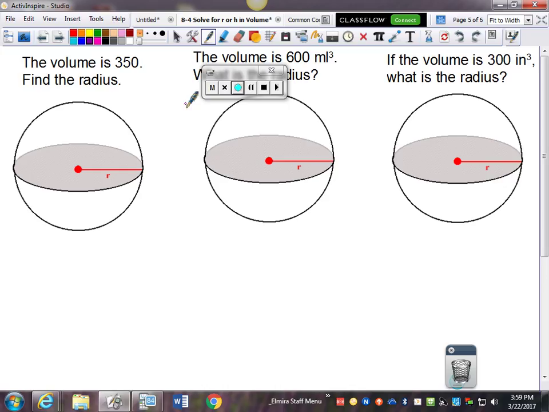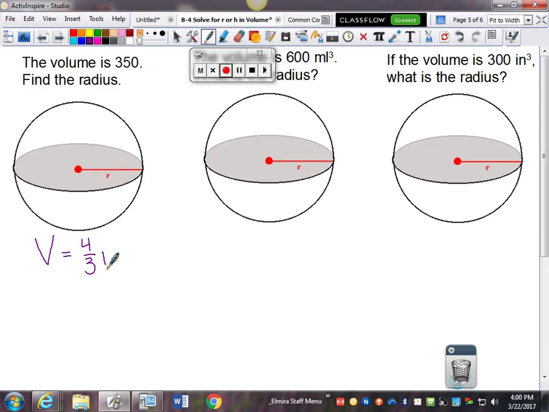Okay, all spheres are done the same. So we did 3 examples in class. I'm just going to do one on here. All spheres are the same because you're always going to be solving for r. There's no h in the sphere formula. So the volume of a sphere is v equals 4/3 pi r cubed.